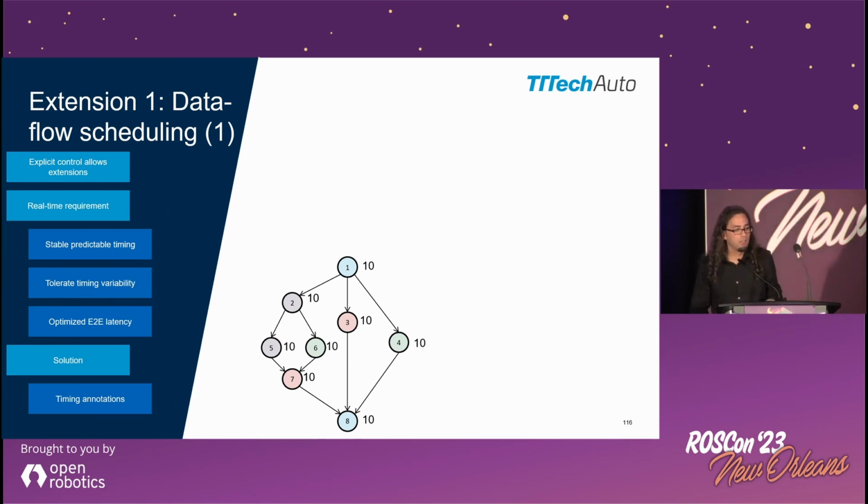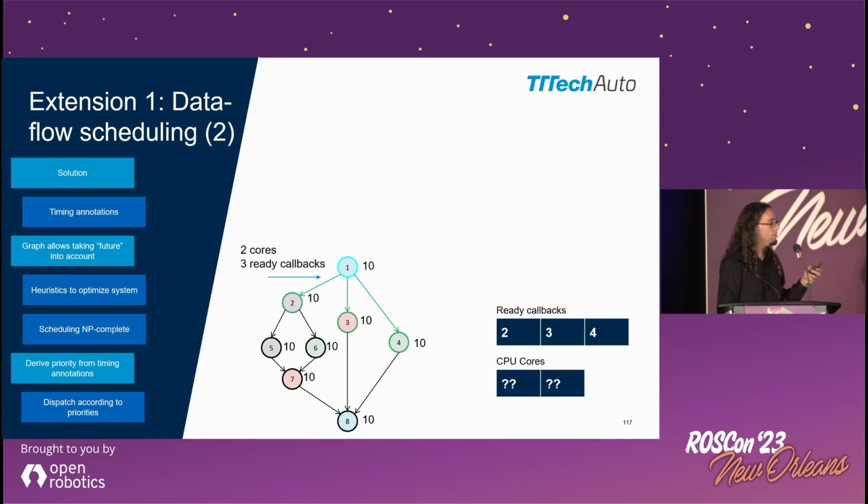And this allows us now to add a few extensions to this. So one extension here is data flow scheduling. Because we explicitly control the dispatching of the callbacks in the system, we can add logics. And here we would just add timing annotations to each callback. So in this example here, each callback takes 10 time units. So this could be like milliseconds or whatever. And we can use this information to control the system execution in a way to optimize this end-to-end latency.